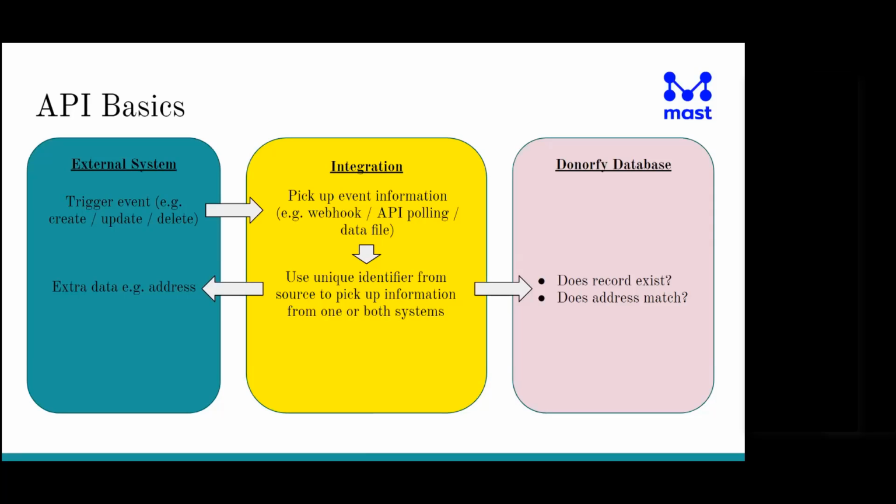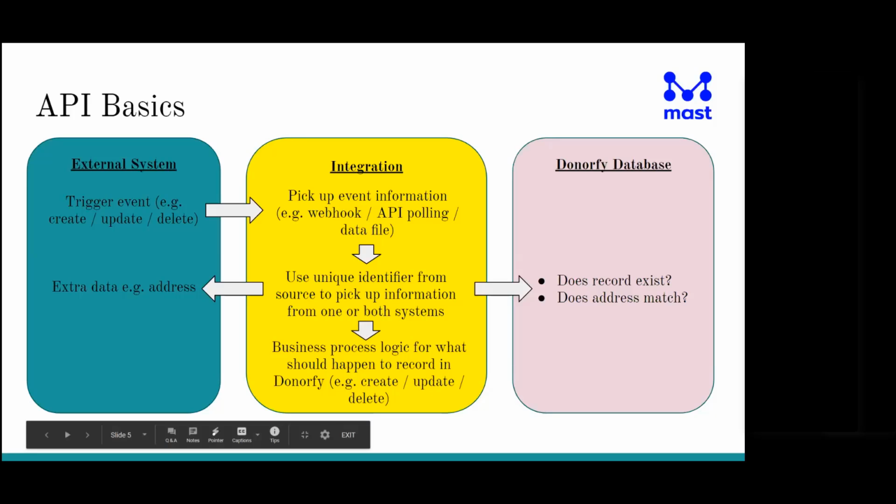So you could use that to then pull more data from your external system, including somebody's address. So you could use one of your commands to pick up additional data about that person who's been added to your system. And you could also query the Donorfy database through the API to pick up information as to whether that record already exists in Donorfy and whether the address matches. That's just as an example, just to show what the general flow of an integration would do.